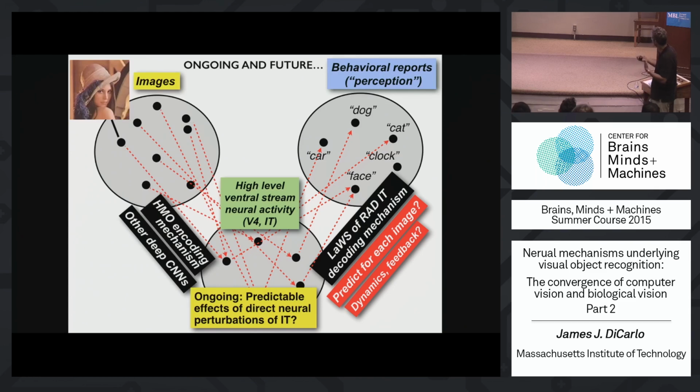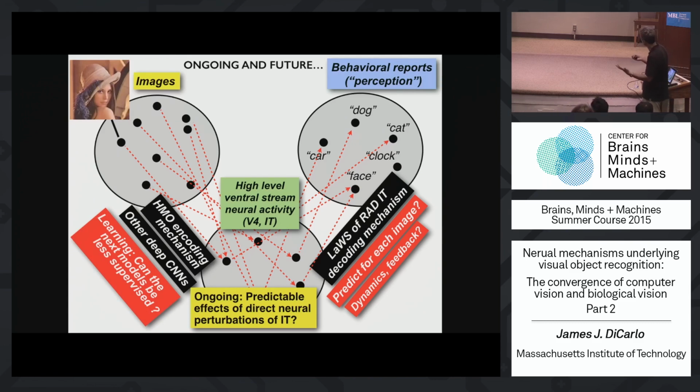I talked on the encoding side about these kind of deep convolutional networks that map from images, but the dashed lines mean they're only 50% predictive. In both of these cases, they're not perfect, right? So there's work to be done there. And one of the really exciting things is how these models learn. This supervised way of learning these models is almost surely not what's going on in the brain.